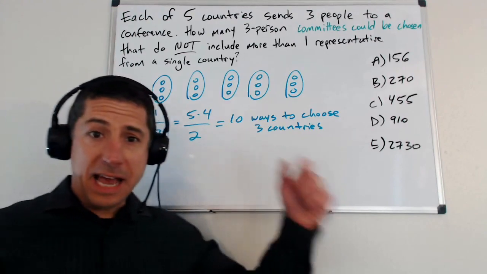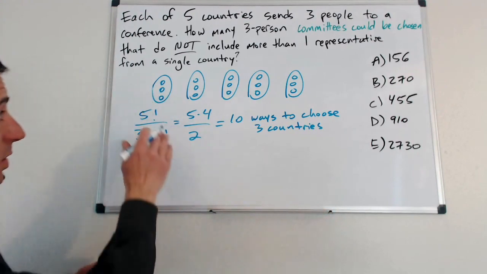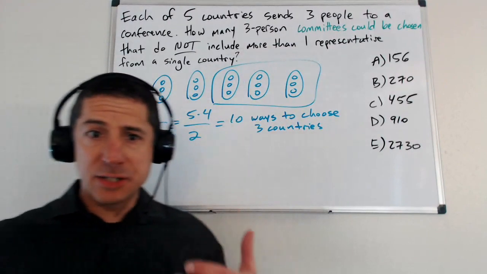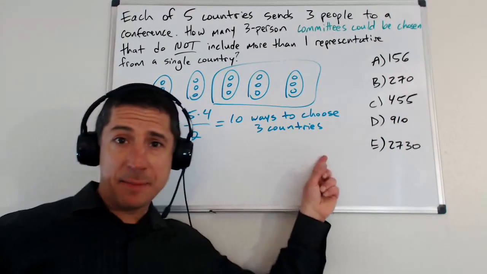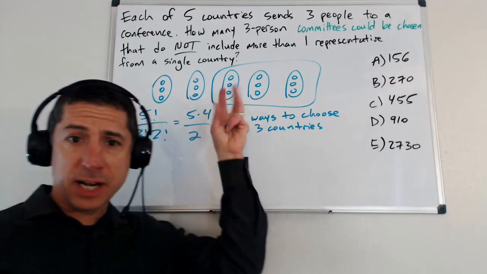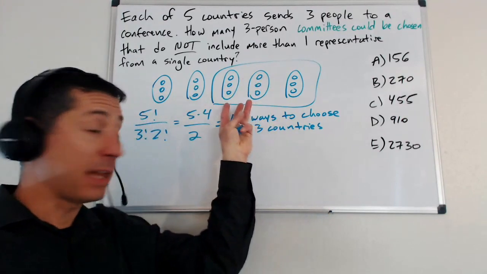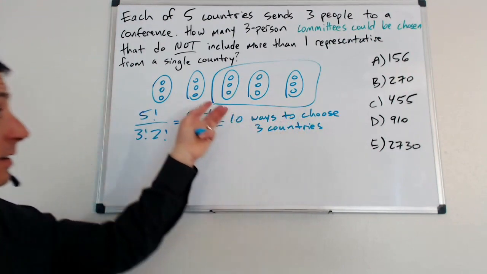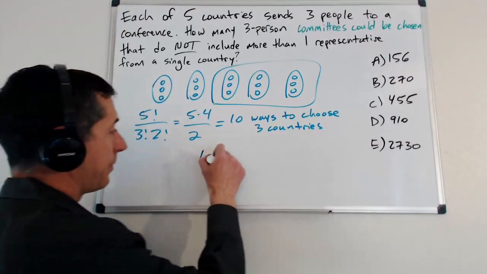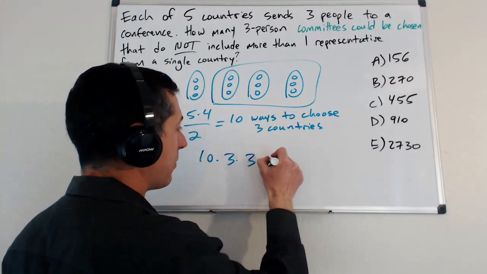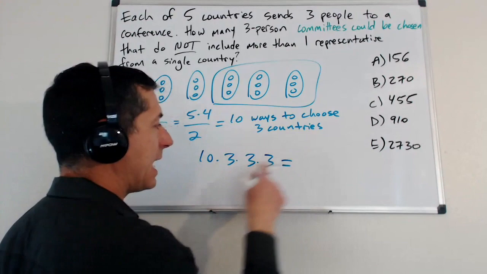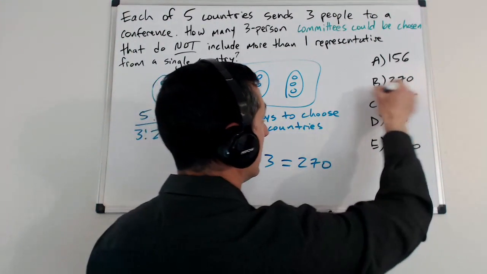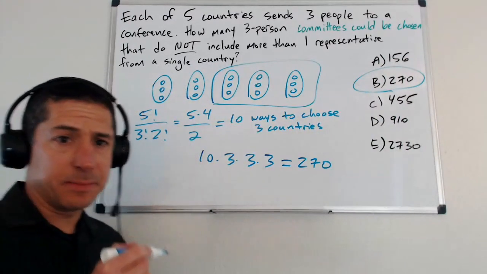Okay. Now for each of those delegations, so let's say that I'm working with these three, how many different ways can I choose those people? For each of these 10 combinations of three countries, I can look at that first country and go, I've got three different people I could choose. Same thing for the second delegation, same thing for the third. So I take that 10, I multiply it by 3, multiply it by 3 again, by 3 one more time, 27 times 10, 270. And my answer is B.